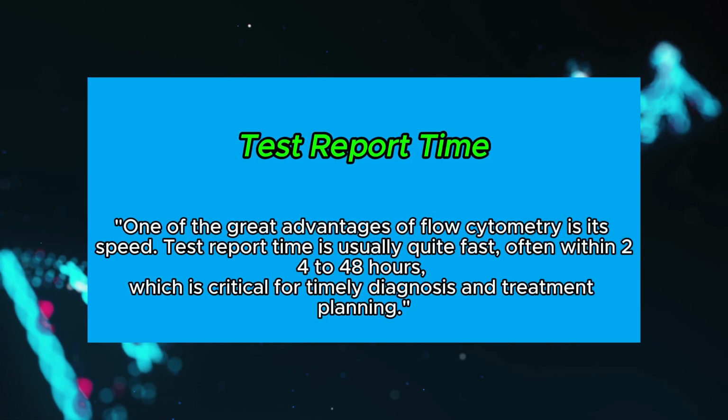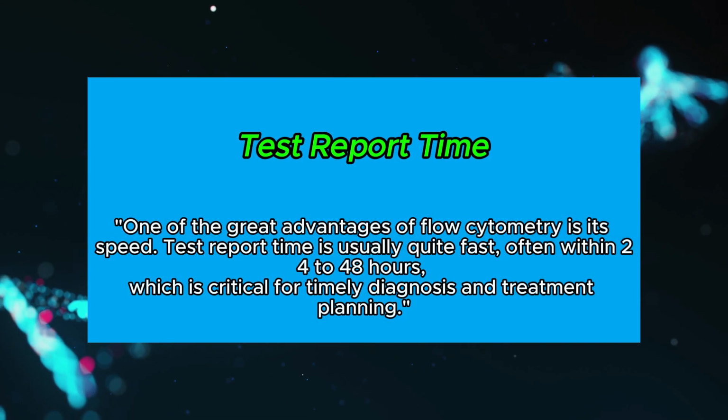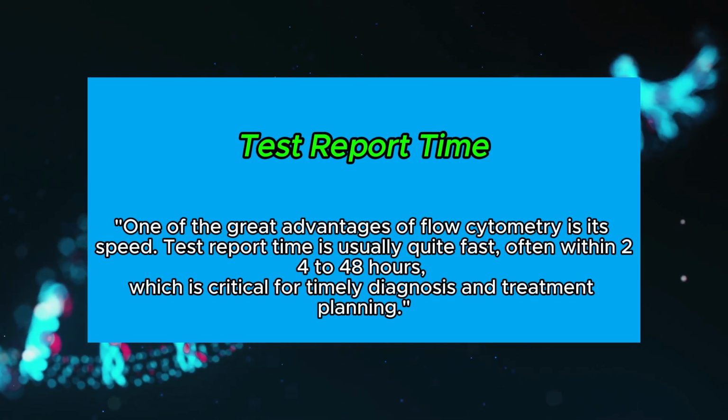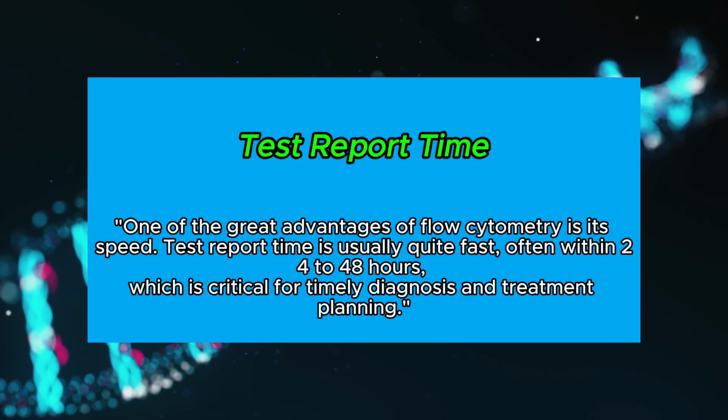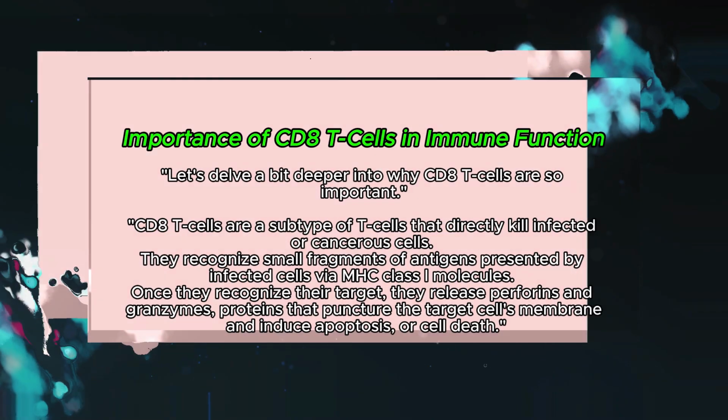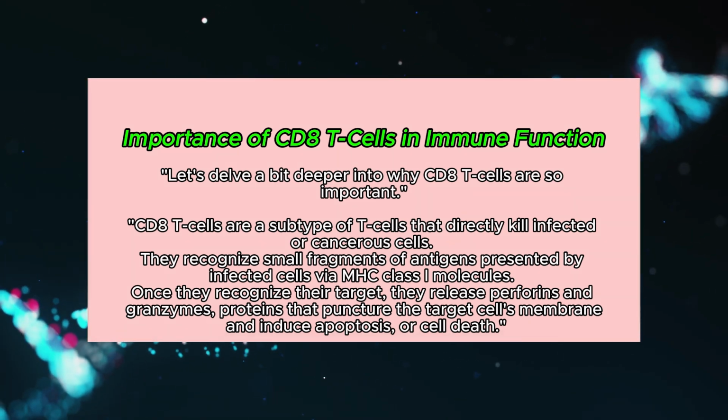Test report time. One of the great advantages of flow cytometry is its speed. Test report time is usually quite fast, often within 24 to 48 hours, which is critical for timely diagnosis and treatment planning.